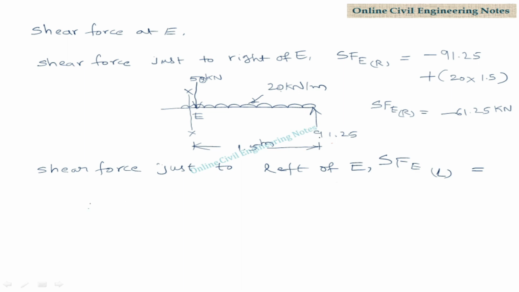Therefore vertically upward force 91.25 is minus 91.25 plus vertically downward is positive plus 50. Vertically downward UDL, convert it into concentrated load 20 into distance 1.5. Therefore shear force just to left of E is equal to minus 11.25 kilonewton. Now calculate the shear force just to right of C.